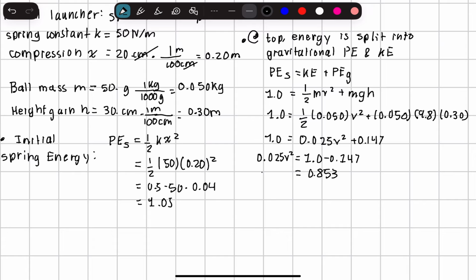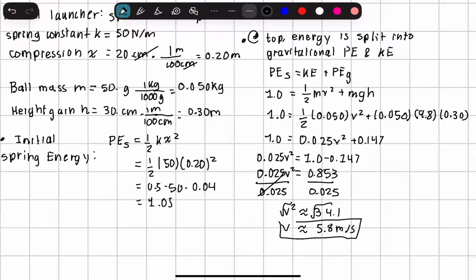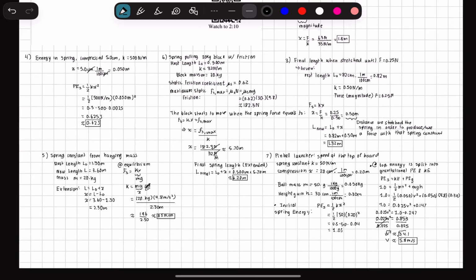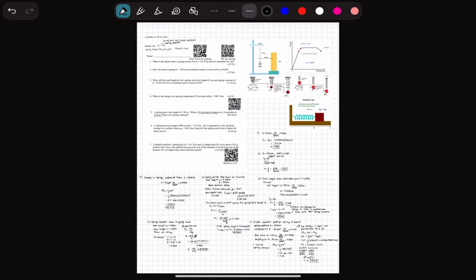Okay, and then let's write that down here. You divide both sides by this, plug that into your calculator. So v squared is approximately 34.1, and then you take the square root of both sides, obviously. v is approximately 5.8 meters per second. Yay. So that is our answer for question 7. Okay, so that is it. Okay, thanks for watching.